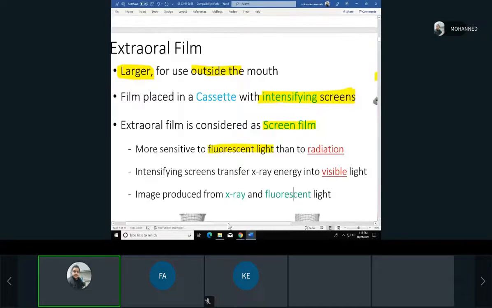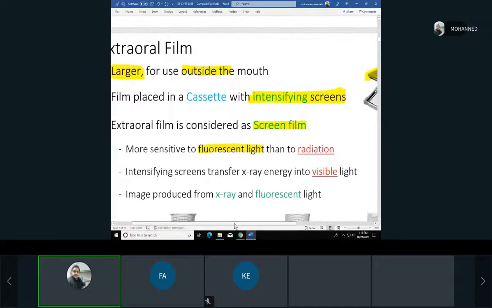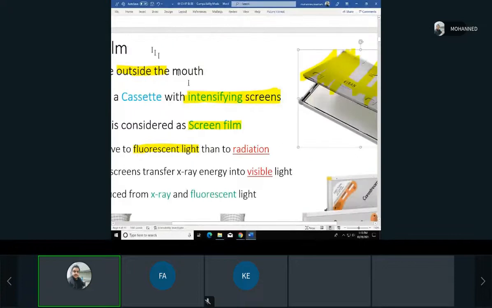So when the film gets hit by X-ray, technically the X-ray would hit the intensifying screens, right? Which are these, the white stuff. And then we have the film inside of here. And then the intensifying screens will produce visible light that will hit the film. We'll talk a little bit more about that when we get to the extraoral radiology. We might talk more in depth about it. But generally, that's the idea.